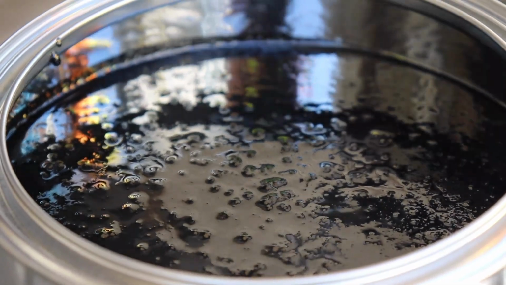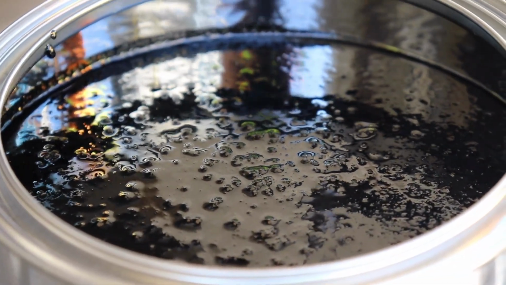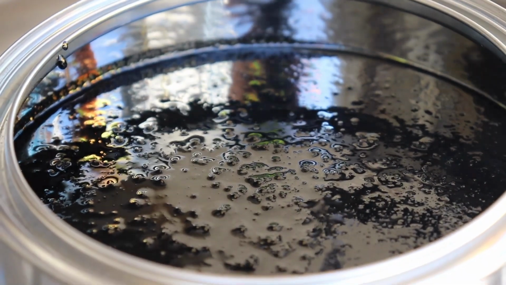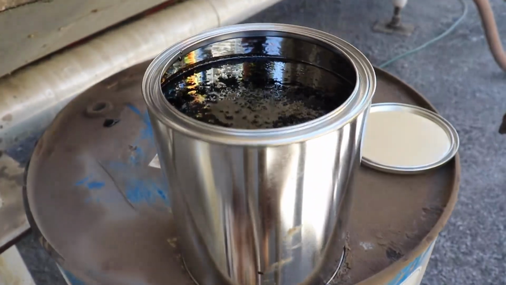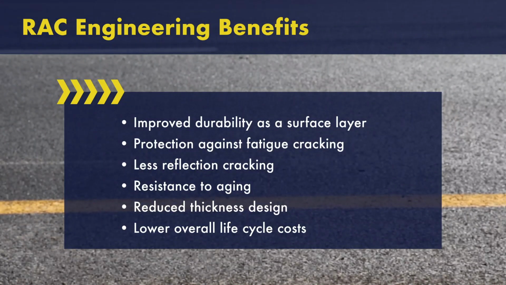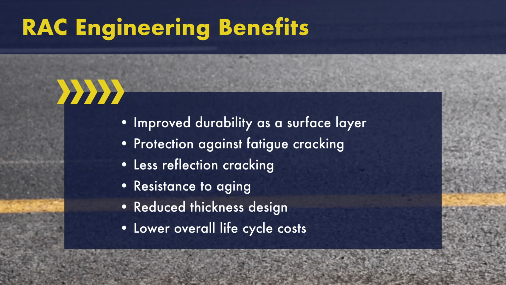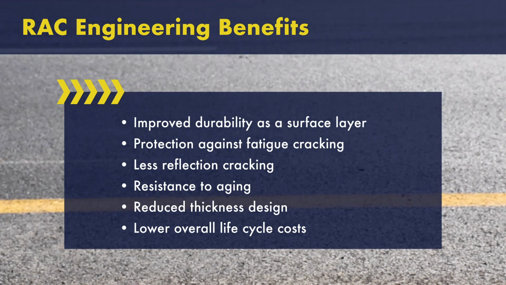Rubberized asphalt concrete, or RAC, is a blend of asphalt cement, ground-up tire rubber, and other additives. RAC outperforms traditional asphalt in both engineering and environmental benefits. Engineering benefits include improved durability as a surface layer, protection against fatigue cracking, less reflection cracking, resistance to aging, reduced thickness design, and lower overall life cycle costs.